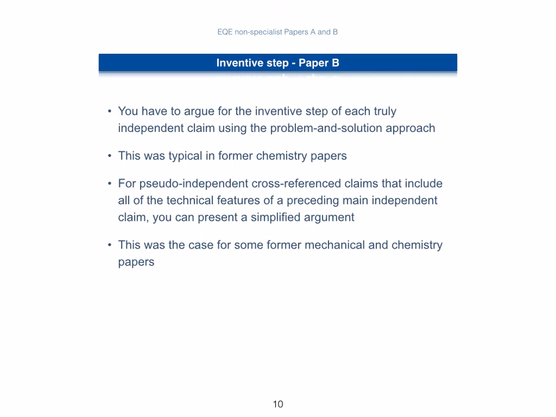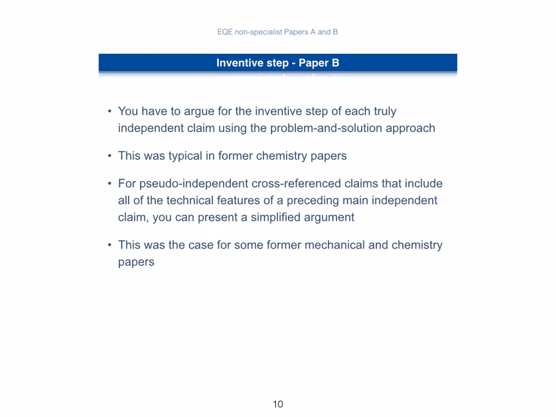For example, a cross-reference independent claim reading "process for the manufacture of the product of claim 1" is considered by the EPO to be a dependent claim for the purpose of assessing patentability. If the product is patentable, the process will inherit its patentability. This was the case for some former mechanical and chemistry papers.